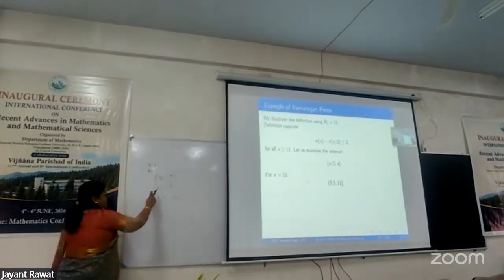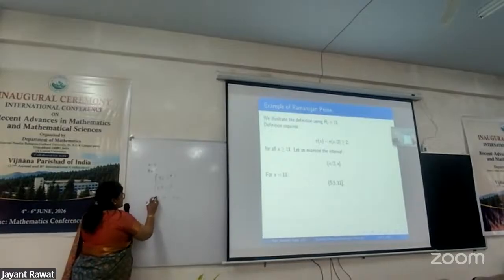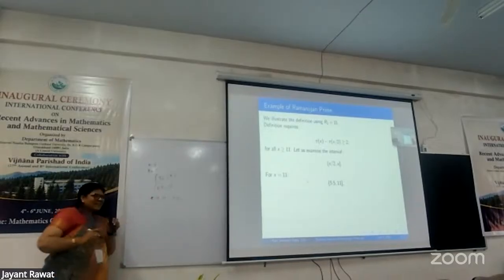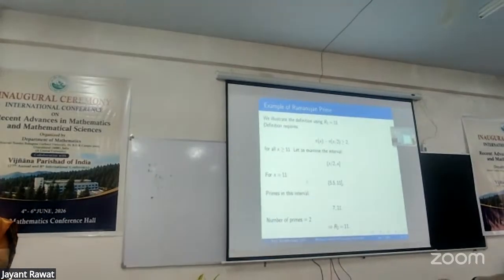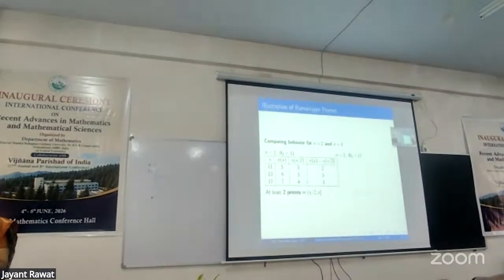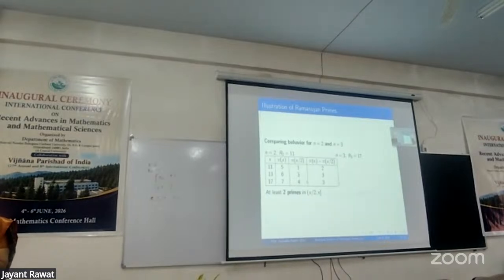In between, it is not, sorry. So 7 and 11, this is equal to 2, and these are only 7 and 11. So let me explain with the help of this why we are taking the least integer satisfying this condition. If n is equal to 2, the second Ramanujan prime is 11.